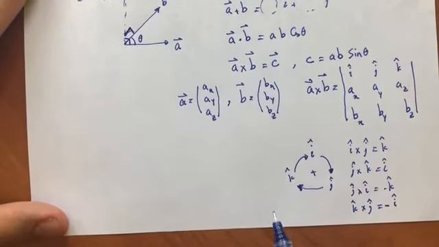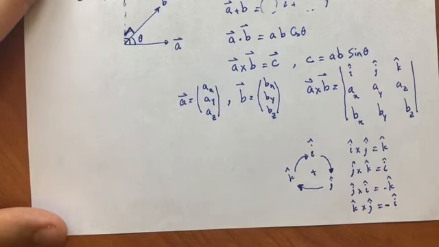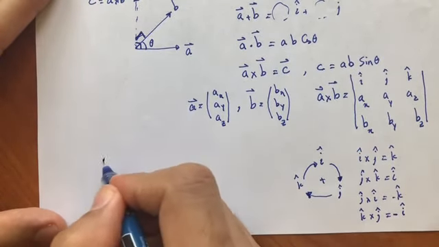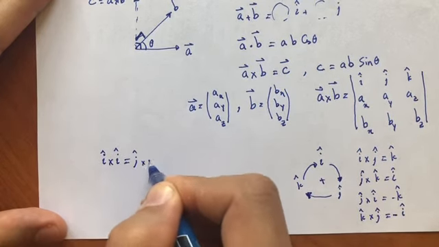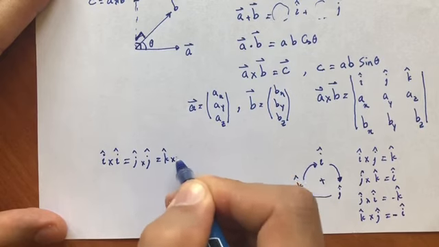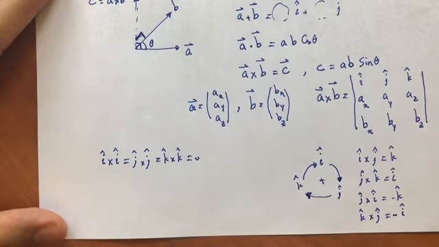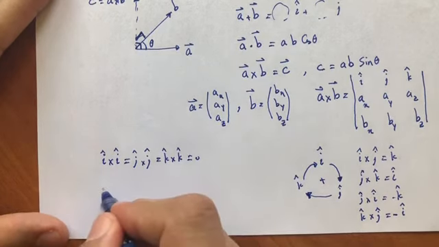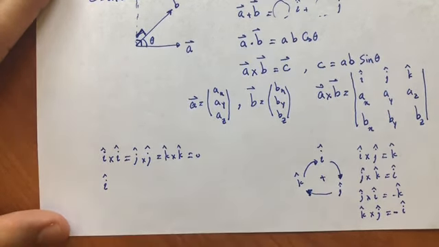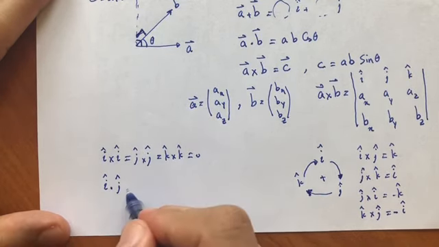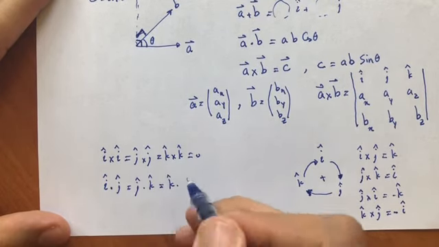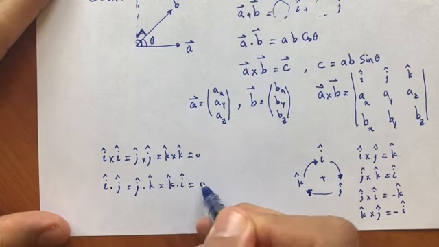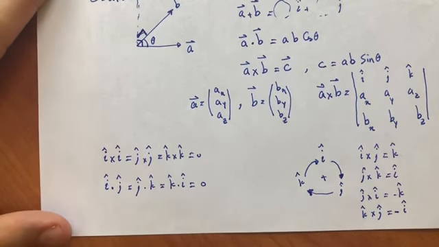And also the cross product of two parallel vectors is equal to 0, right? We have that all the time. Or I can show it this way: i cross i is equal to j cross j is equal to k cross k, and all of them are equal to 0. For the dot product, the dot product of two perpendicular vectors is equal to 0. For example, i dot j, or j dot k, or k dot i, all of them are equal to 0 because they are perpendicular to each other.